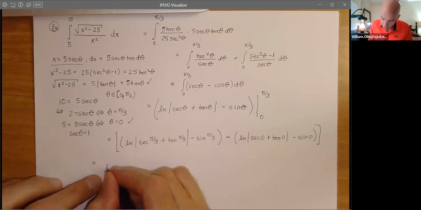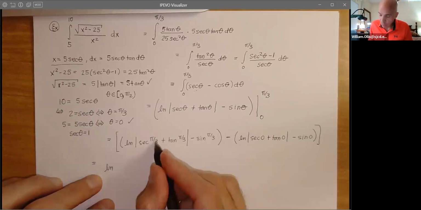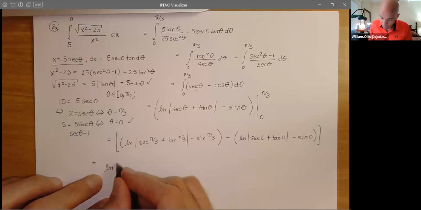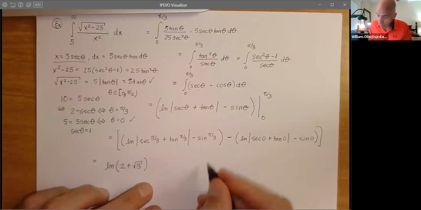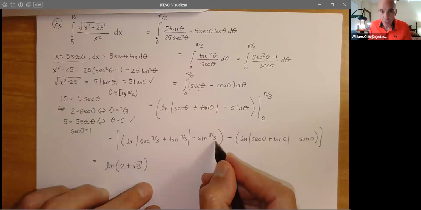So now we have natural log. Okay, now secant of pi over 3, that's 2. Well, boom, right there. And then tangent of pi over 3 is just square root of 3. That's just square root of 3 over 2 divided by 1/2, which is square root of 3, and that's a positive number. And then, of course, sine of pi over 3 is root 3 over 2.